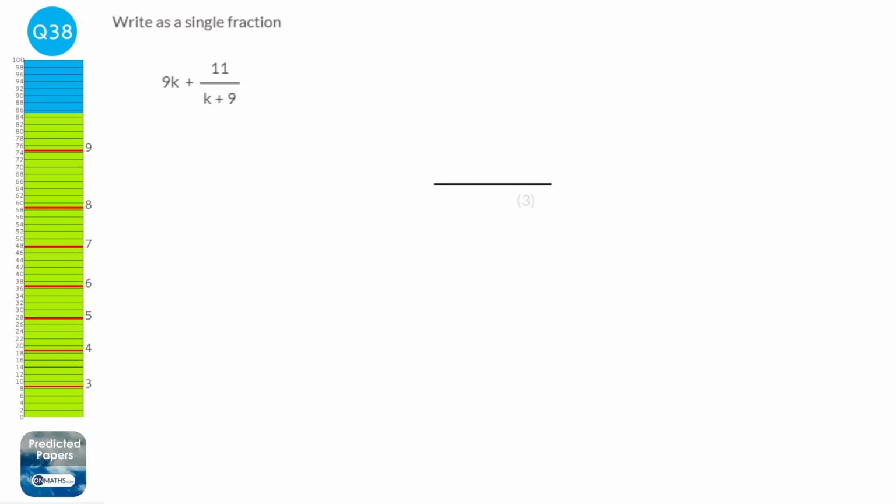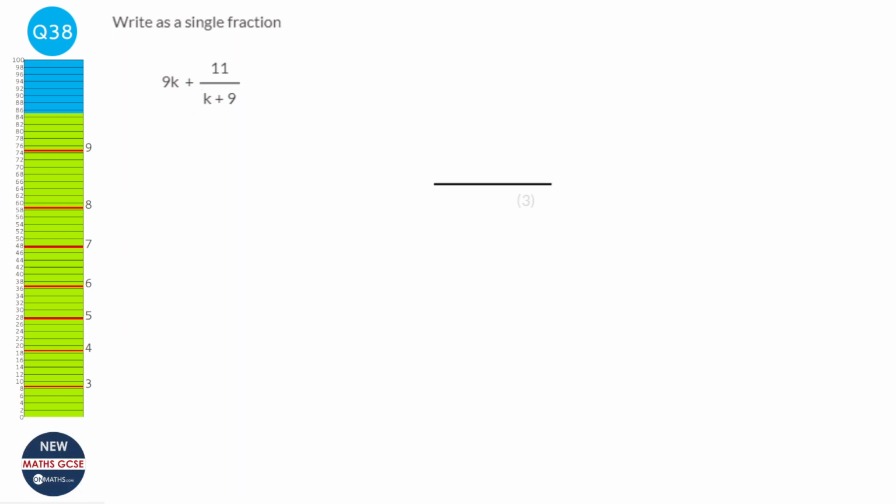When we add fractions or integers and fractions, we need the denominators of the fractions to be the same. And when we've got an integer, we just convert it to a fraction. And here we've got 9k, and we need to convert that to a fraction that is over k plus 9.